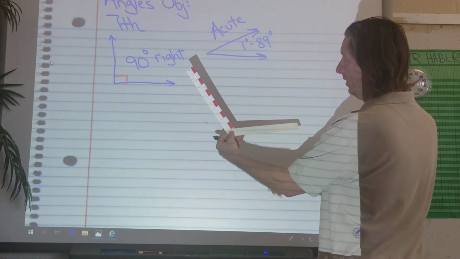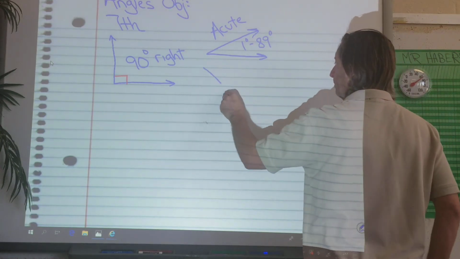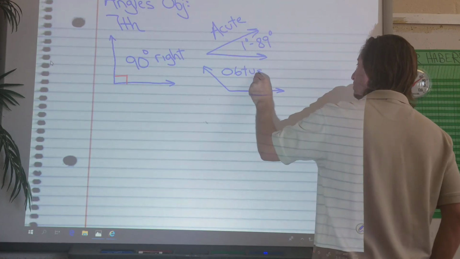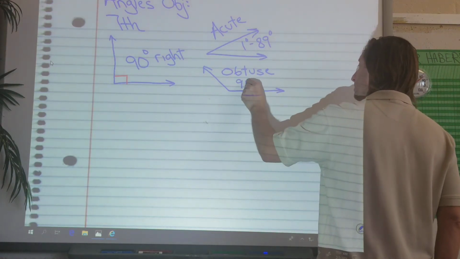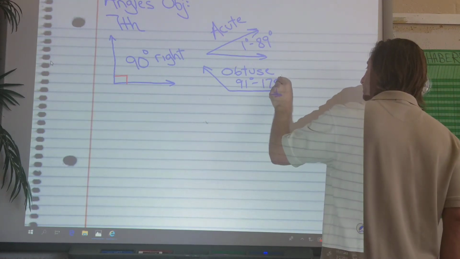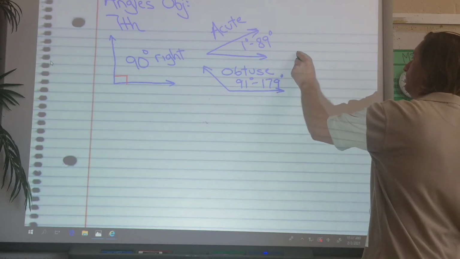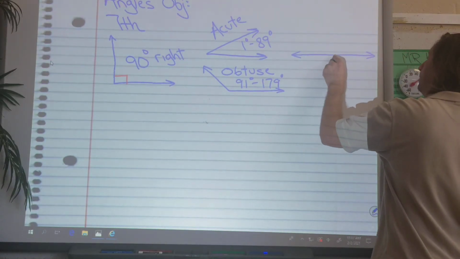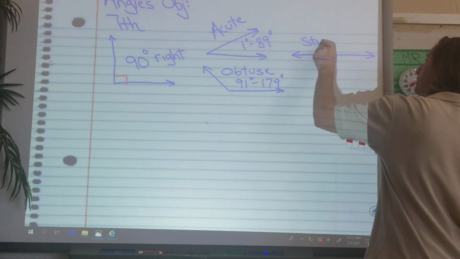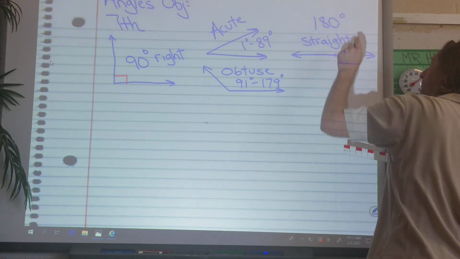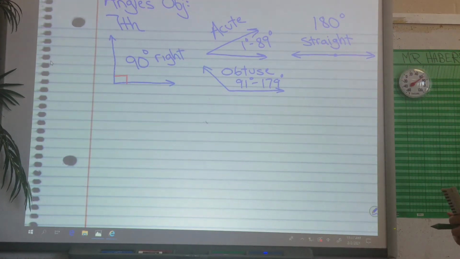If I open it more, it's called an obtuse angle. And we know that obtuse angles are basically 91 degrees to 179 degrees. Another important one is called a straight angle, and this one is 180 degrees exactly. So those are the ones we already know. Today we're going to learn about some new angles.